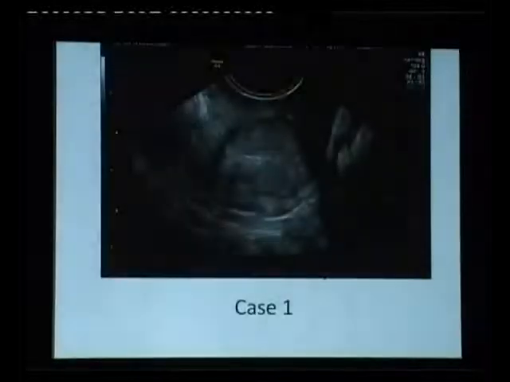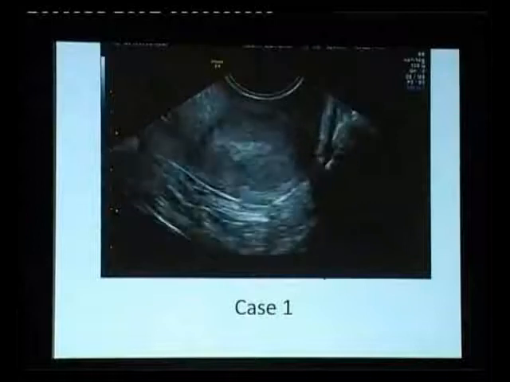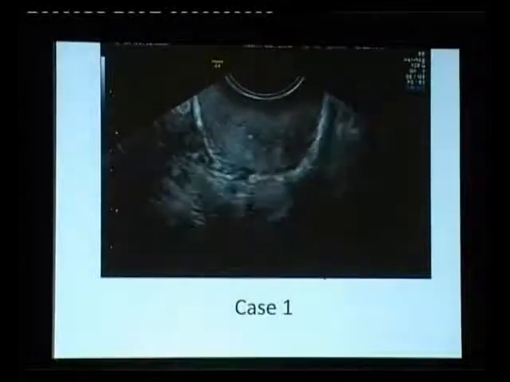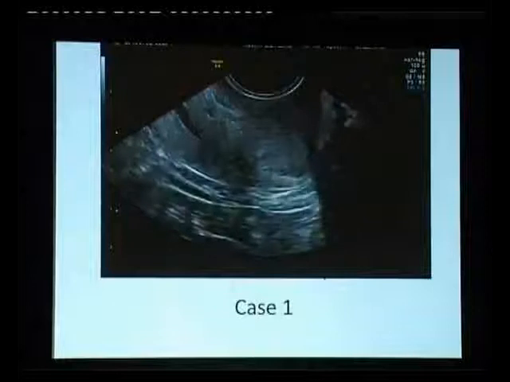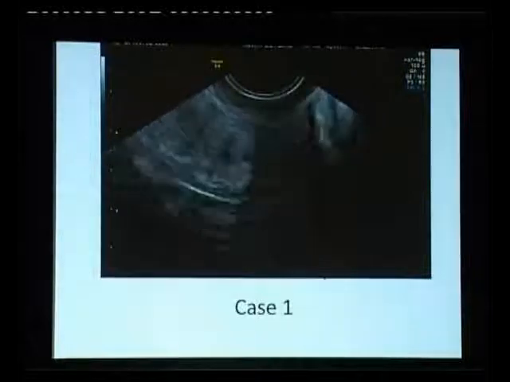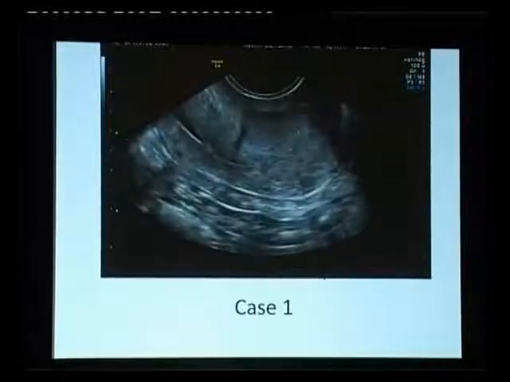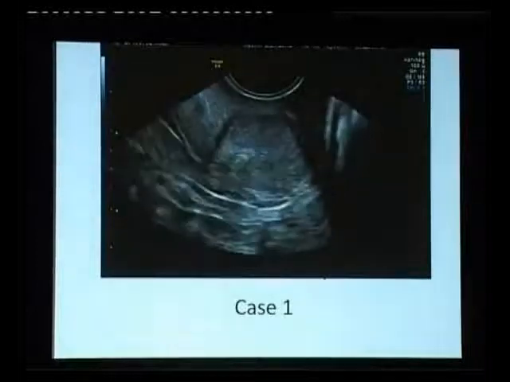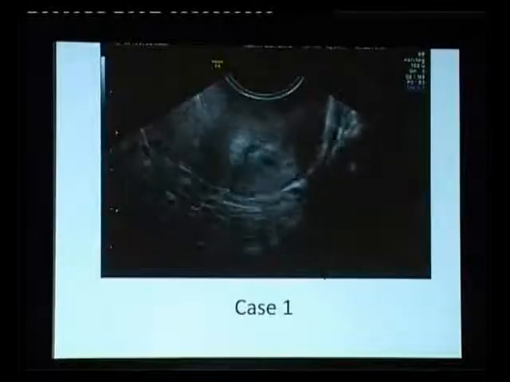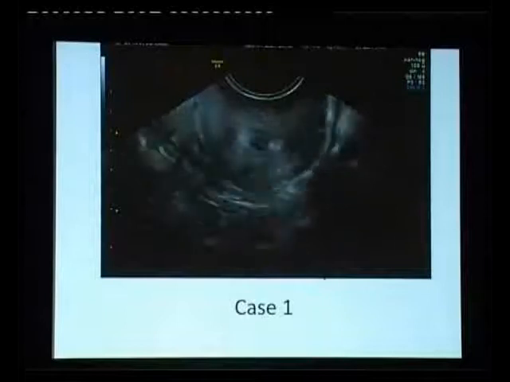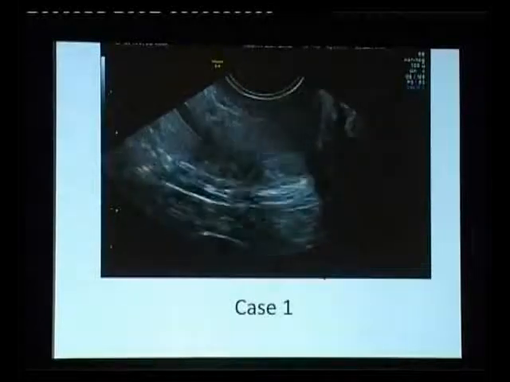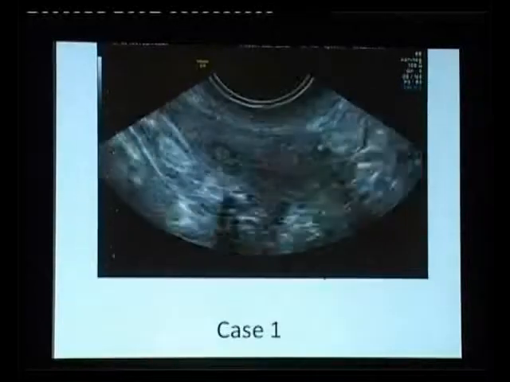Now you're going to help me with some cases. This is the first case. Can you see the tumor here? Yes? Here is the tumor. Based on only this image, do you feel it's invading the parametria? No? No and yes. We continue.